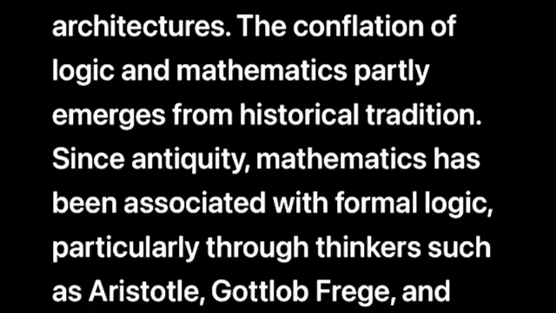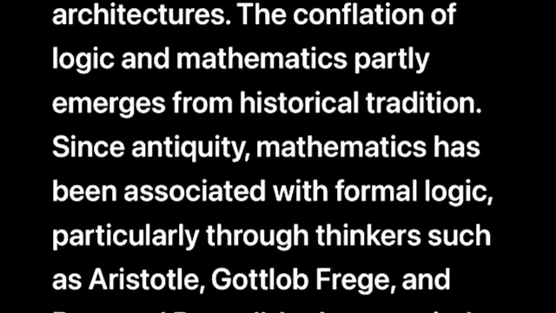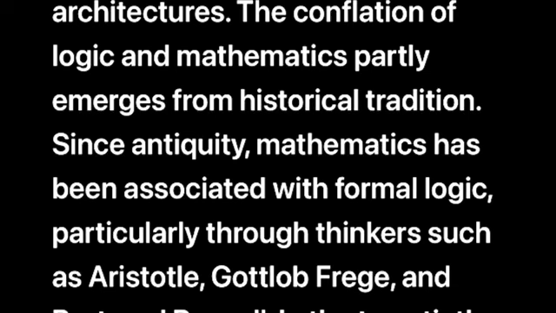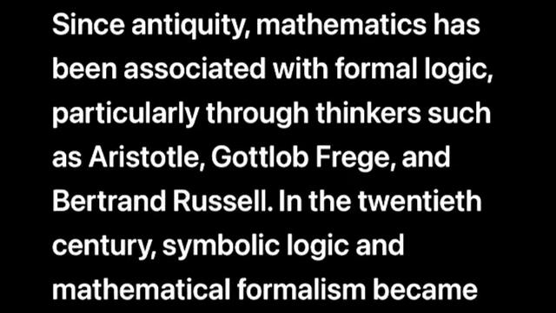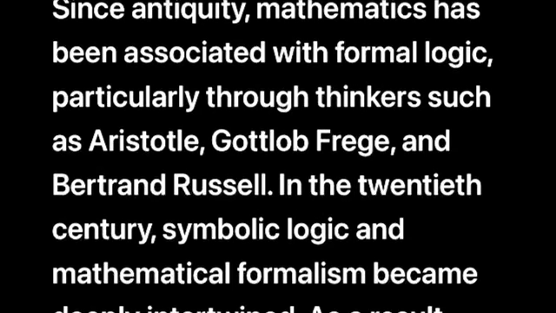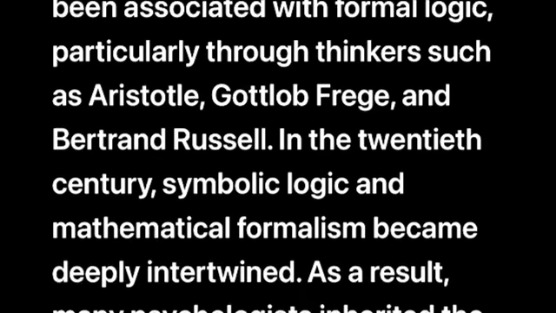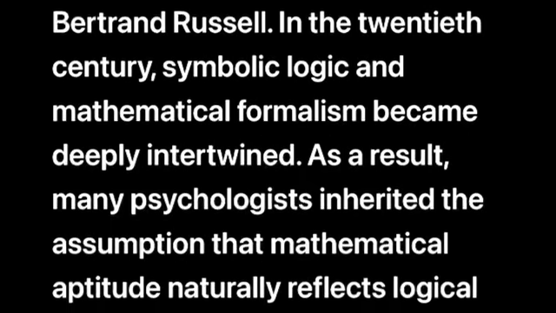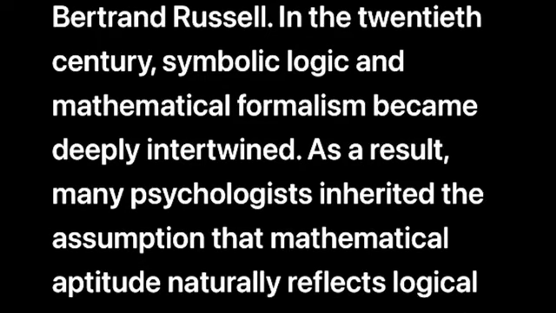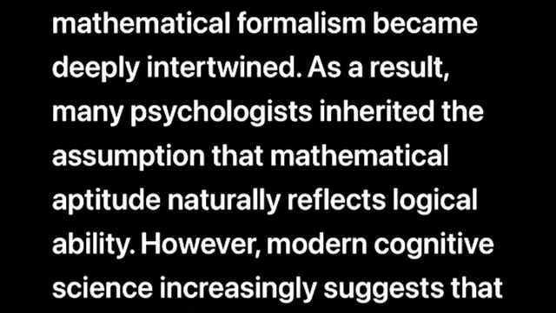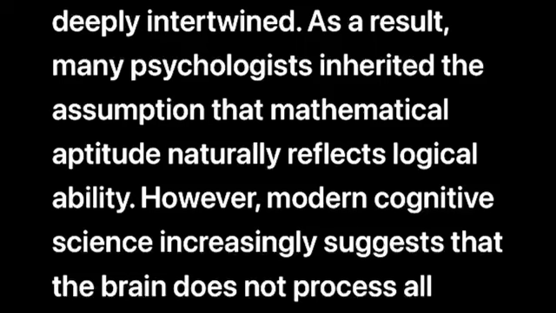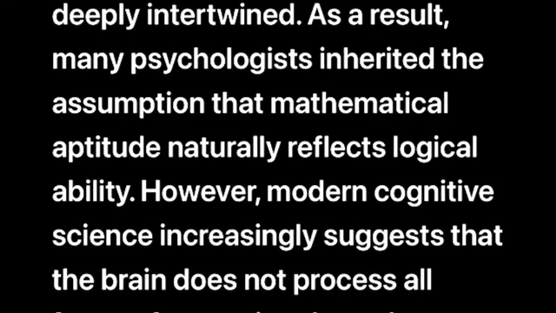The conflation of logic and mathematics partly emerges from historical tradition. Since antiquity, mathematics has been associated with formal logic, particularly through thinkers such as Aristotle, Gottlob Frege, and Bertrand Russell. In the 20th century, symbolic logic and mathematical formalism became deeply intertwined. As a result, many psychologists inherited the assumption that mathematical aptitude naturally reflects logical ability.